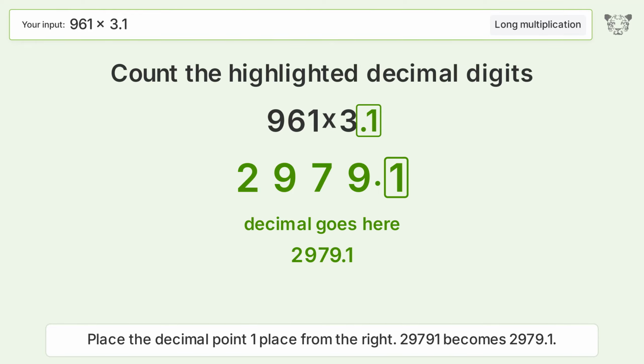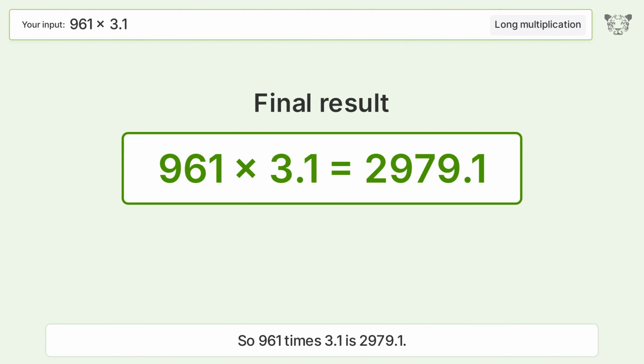29,791 becomes 2,979.1. So 961 times 3.1 is 2,979.1.